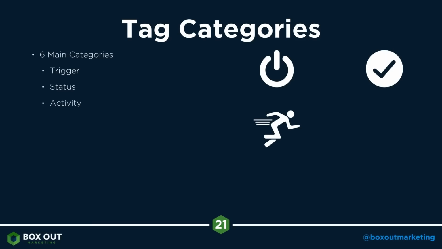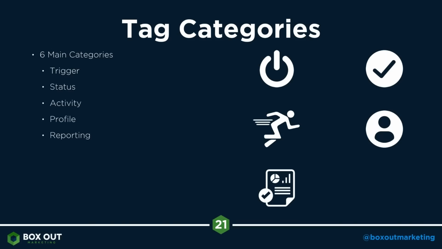Activity is what they did. It's a historical record of things they did. Those tags are never removed. Profile tags are also permanent tags, and they tell you who the person is. And then reporting is used only for reporting, no other purpose. And then the last one is temp. Temp is temporary tags. You're going to use them for a short time, and then you go ahead and delete those tags.